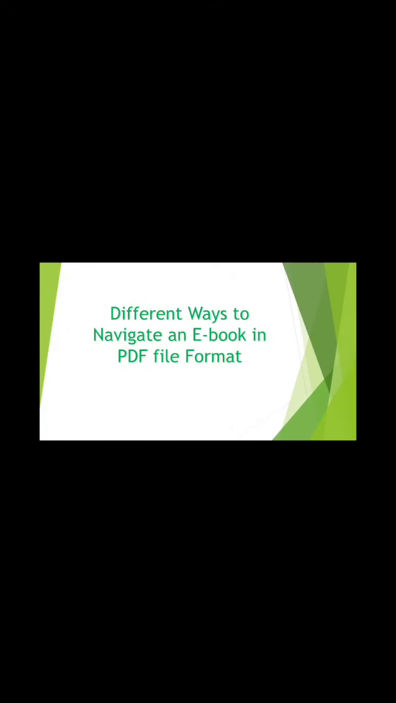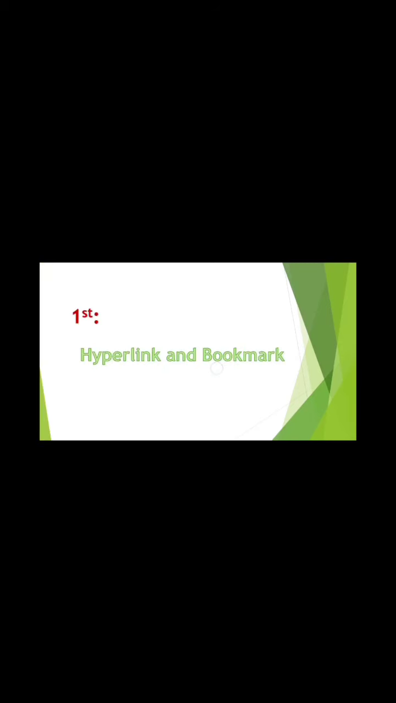Episode 2: Different ways to navigate an ebook in PDF file format. We can say that an ebook is in PDF file format if its file name extension is .pdf. There are two ways to navigate this ebook. First is to use the hyperlink and bookmark. Second is to use the navigation pane toolbar.